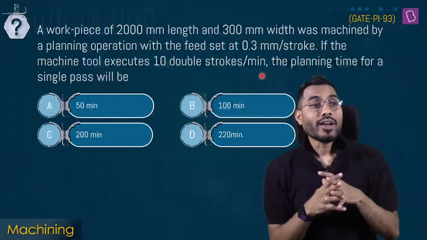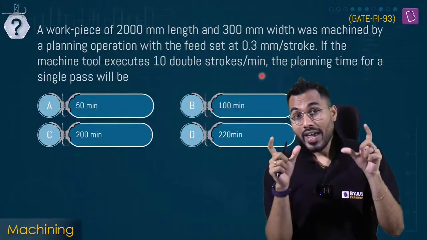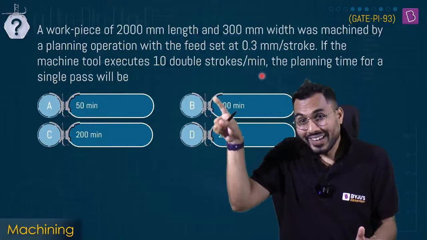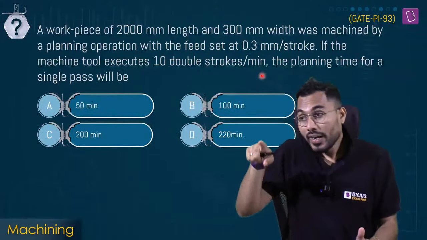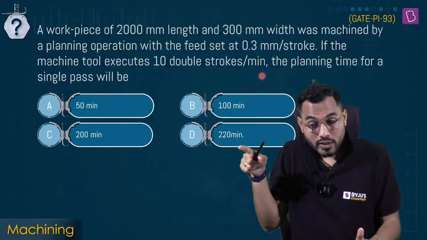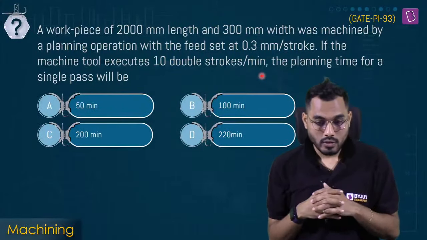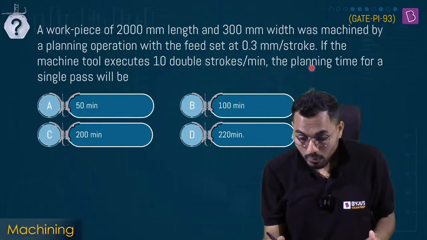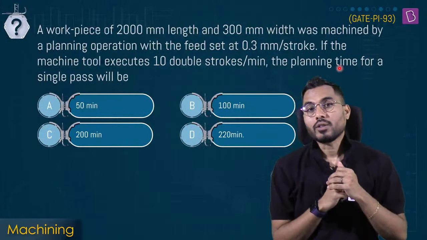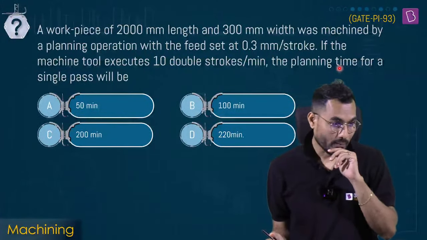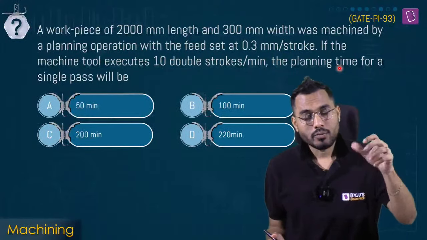That is nothing but called a double stroke. And we know that the crank has to be rotated one rotation. One rotation of the crank, the tool will move forward as well as backward. Is it true? Absolutely, yes. So the planing time for the single pass will be... How much time will be required for the planing operation? An answer is coming. All of the students are absolutely correct.